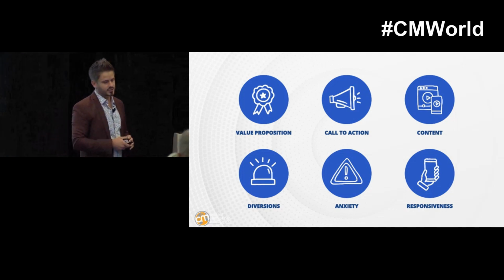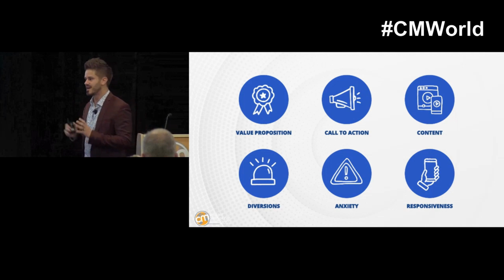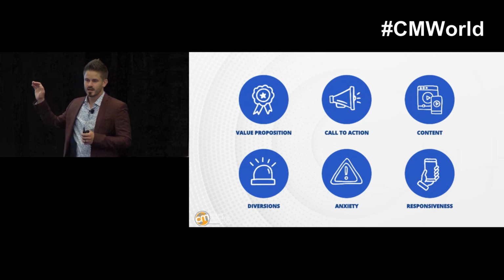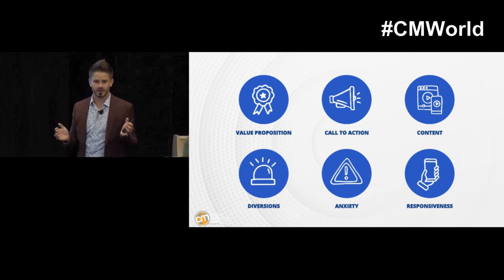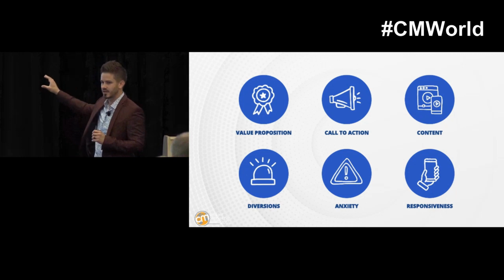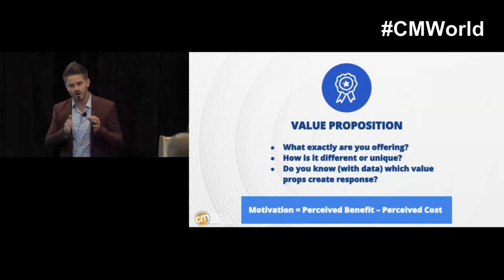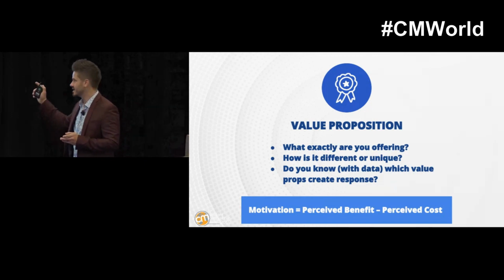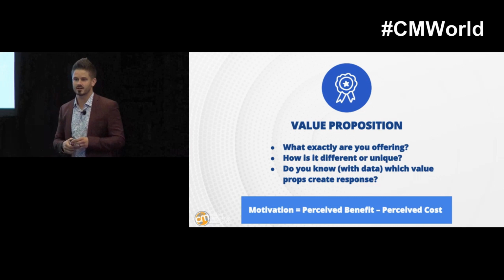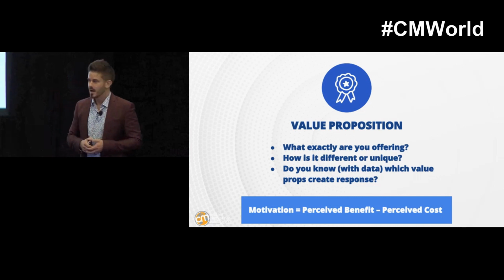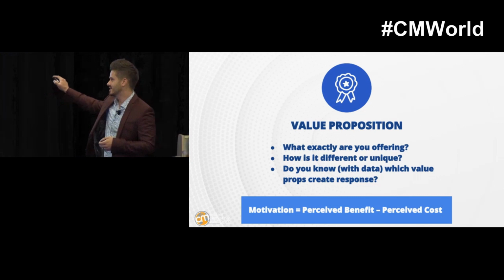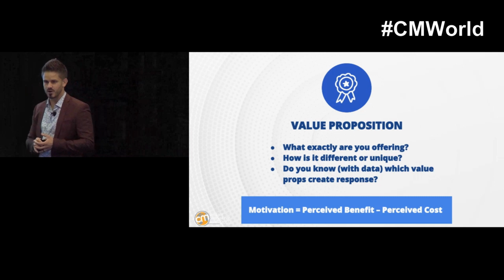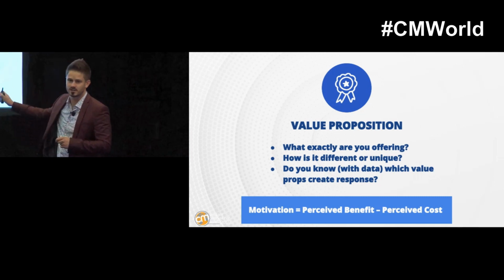So let's talk about value proposition first. A few questions that I want you to ask yourself when you're thinking about value proposition is, what exactly is it that you're offering? Now, that could be, what is your company offering? But what I want you to think about is when you're crafting an email or creating a landing page, what is your offer for that email? What is your offer for that landing page? What exactly is it? How is it different or unique? You might think about that in terms of your competition. And then finally, I ask, do you know with data which value proposition resonates with your audience? Which one creates a response in people?